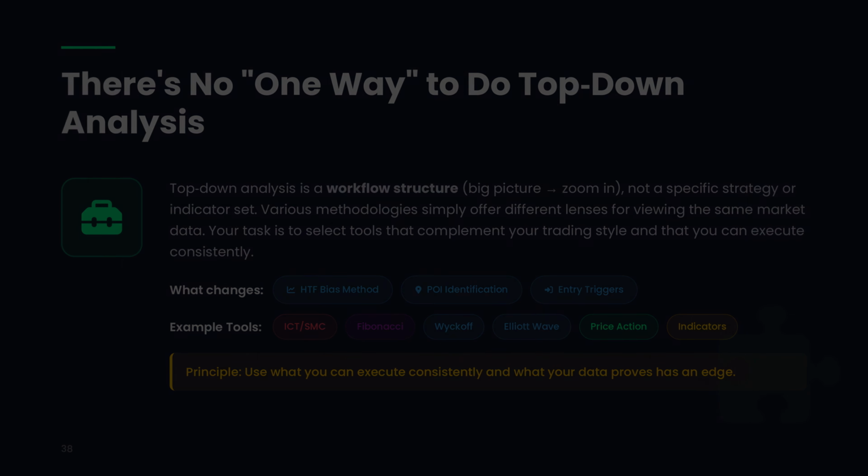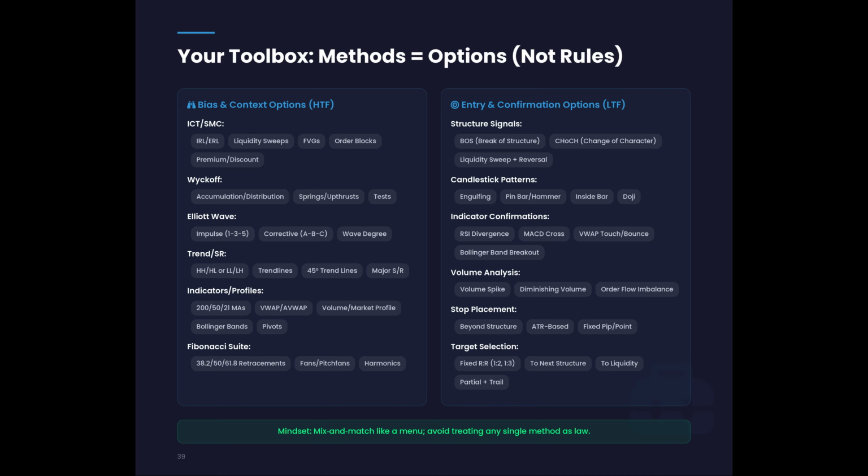Choose your tools. Welcome to this enlightening exploration of your trading toolbox. Imagine you are perusing a menu of strategies rather than following a rigid script. This is about discovering possibilities, not merely following orders. Let's delve into your bias and context options for your higher time frame, where you shape your understanding of overall market direction and key structural levels.